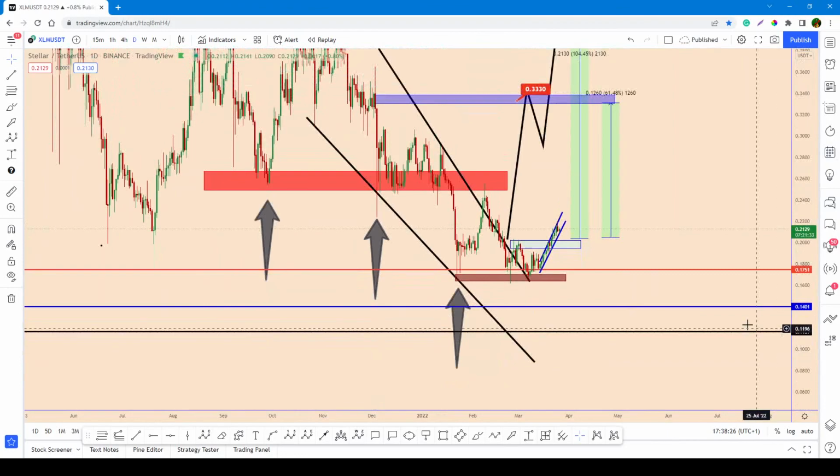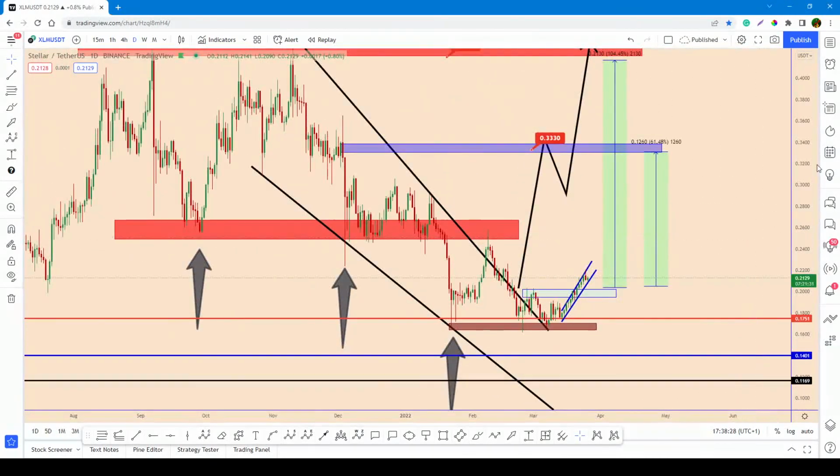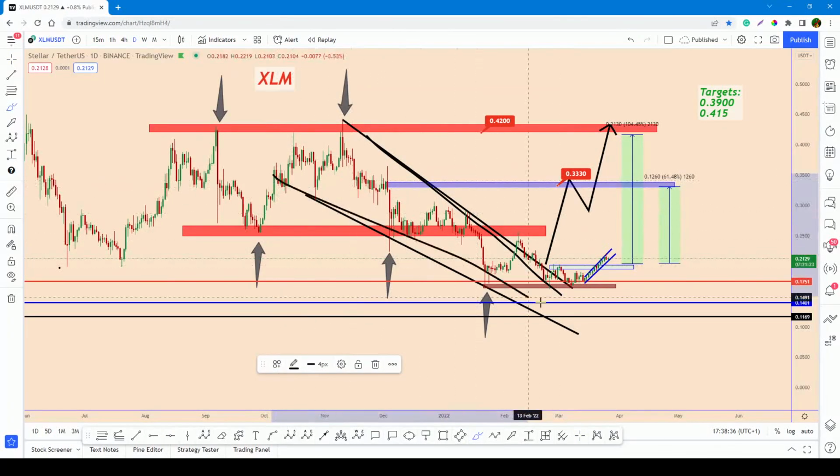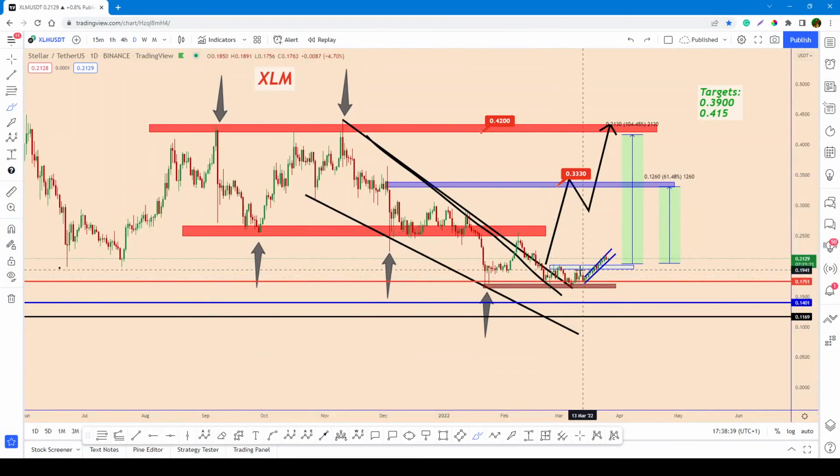Also Stellar in a very beautiful channel. Look at the price. What we can see is that we had a very nice falling wedge pattern. Price broke out. We have a strong support area that we can see at this point.